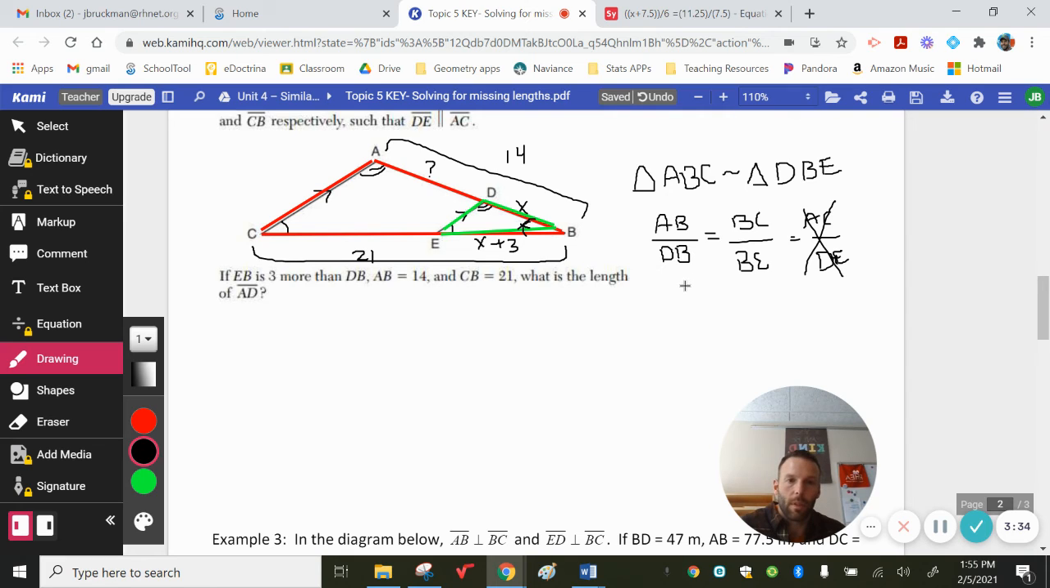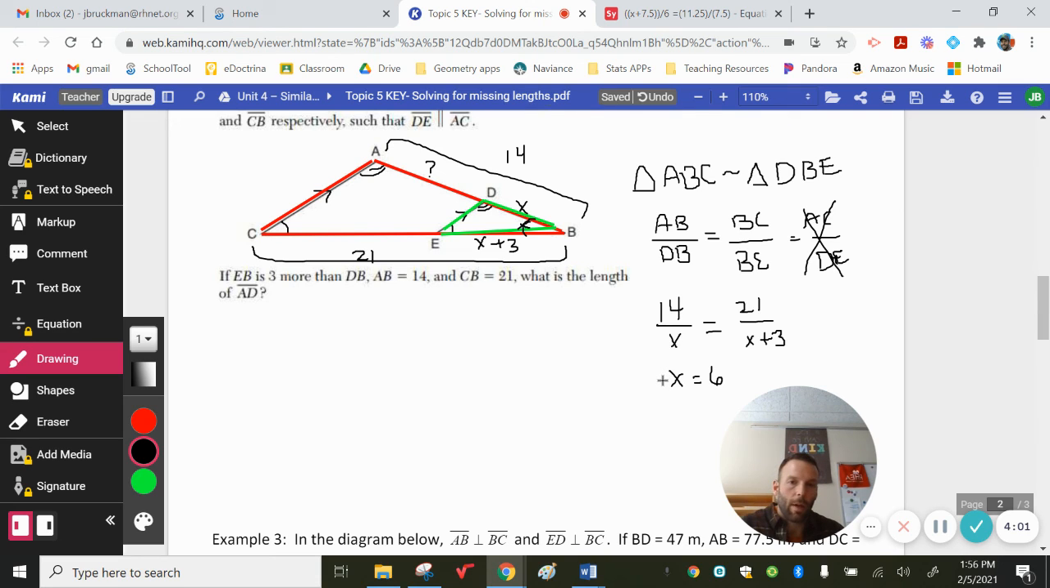Now I'll go ahead and substitute. What's the length from A to B? They tell me it's 14. What's the length from D to B? I've called it X. What's the length from B to C? They told me it was 21. And what's the length from B to E? I called it X plus 3. So then go ahead and solve for X. Tell me what you find. See, I found X was 6.